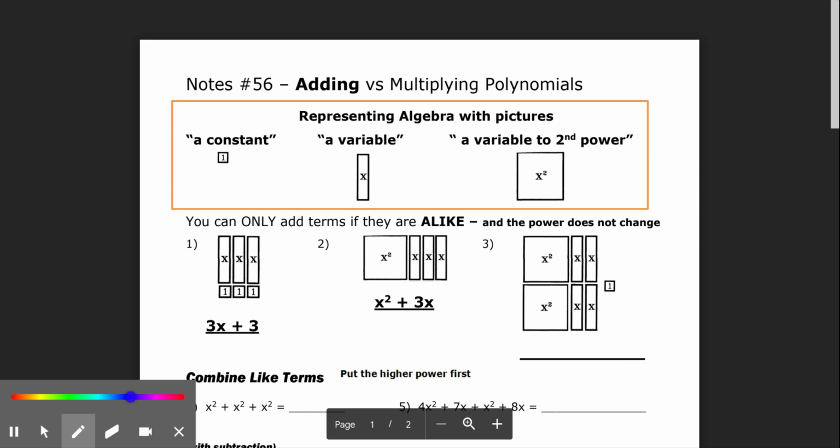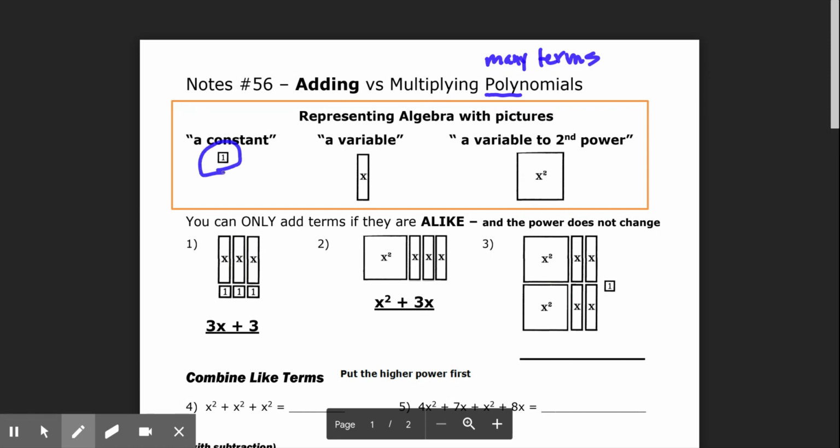Hi, in Notes 56, we're going to be adding versus multiplying polynomials. Polynomials mean many terms, so it could be anywhere from 1 to 4 or 5 terms. What you need to be aware of as we look at a visual of this is a constant is just worth like one number. A variable you're going to see as in x, so it's a vertical tile.